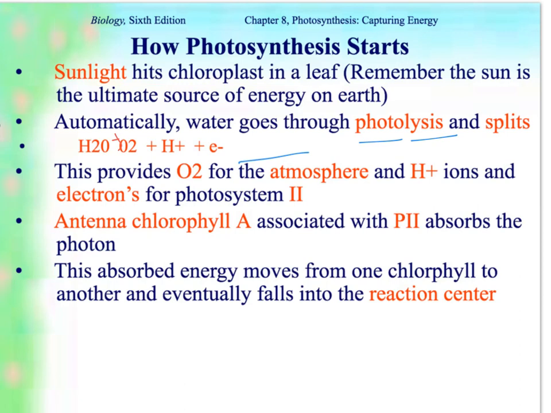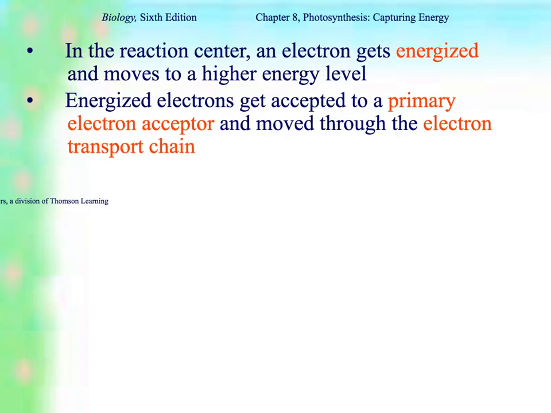It provides us with protons, which we'll talk about later, and it provides electrons. These electrons that are associated in photosystem 2, by the way, in the antenna complex is going to absorb those photons of light. This absorbed energy is going to move from one chlorophyll to another chlorophyll to another chlorophyll until eventually it falls into the reaction center. In the reaction center, that electron is going to get energized. It's going to move to a higher energy level, farther away from the nucleus.